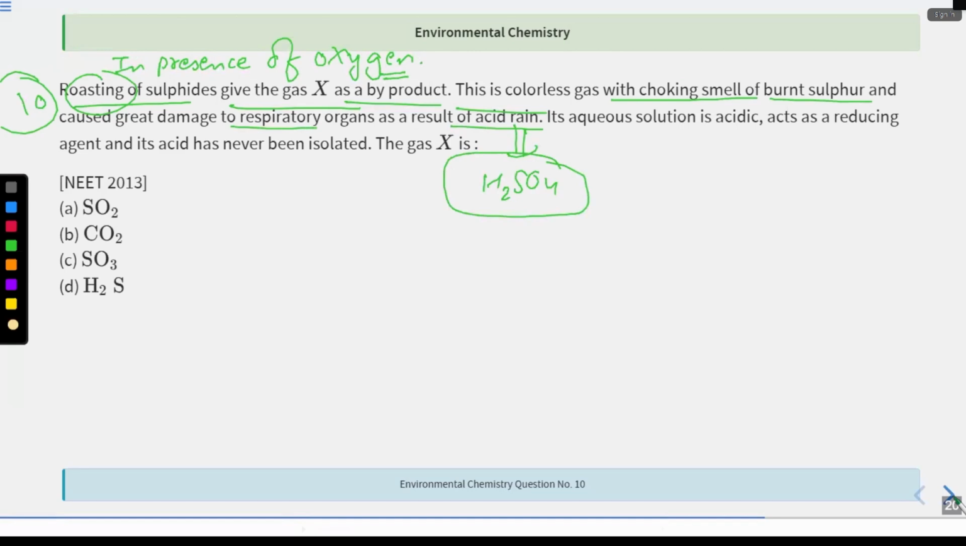Basically, that sulfur compound will combine with oxygen to form H2SO4. Its aqueous solution is acidic, which means H2SO4 acts as a reducing agent. Its acid has been isolated, again meaning sulfuric acid only. So we need to find that gas which on reaction with H2O and O2 gives me H2SO4, and that gas is formed by roasting of sulfides with oxygen, because roasting happens in the presence of oxygen only.